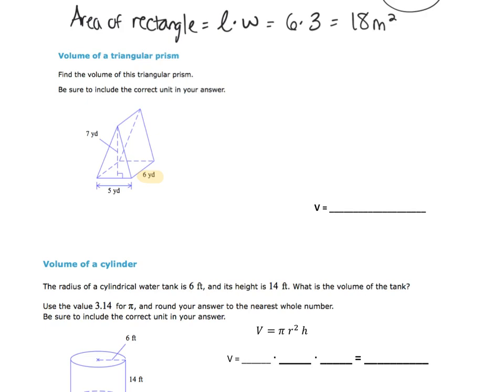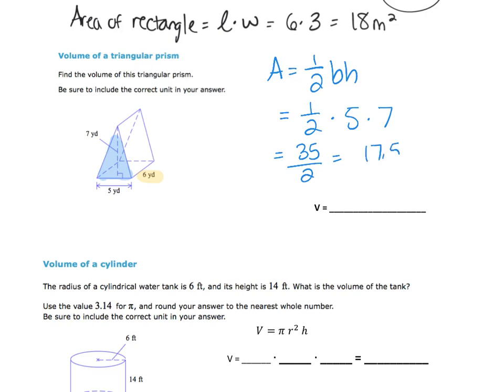Now the area of the base of the triangular prism is going to be this side triangle here. And if you recall from the previous unit, the area of a triangle is 1/2 base times height. So in order to find the area of that triangle, we're going to say 1/2 times the base, which is 5, times the height, which is 7. So we have 35 cut in half, which is 17.5 yards squared.